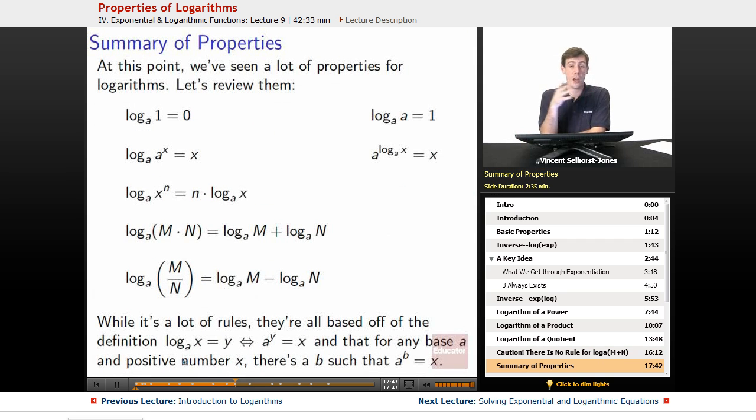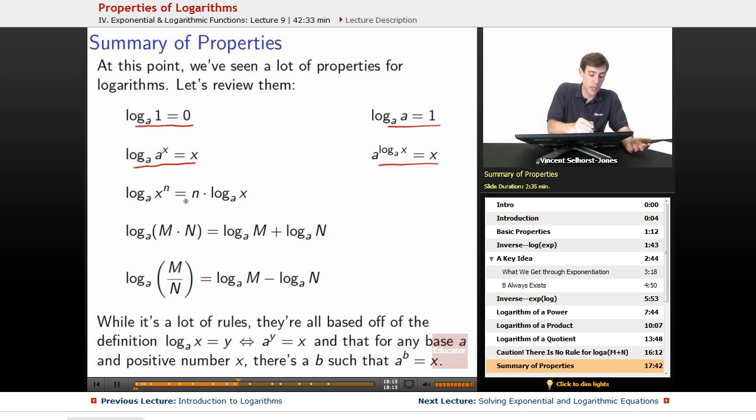At this point, we've seen a lot of properties for logarithms, so let's review them. Our base ones right at the beginning were that log base any a of 1 equals 0, because any a raised to the 0 becomes 1. Then also log base a of a equals 1, because any a raised to the 1 is just a. Then we also have our inverse properties: log a of a to the x equals x, that it cancels out when you have logarithm on exponentiation, if they're the same base. And then a raised to the log a of x equals x, when we've got exponentiation acting on logarithms, it cancels out if they're the same base.